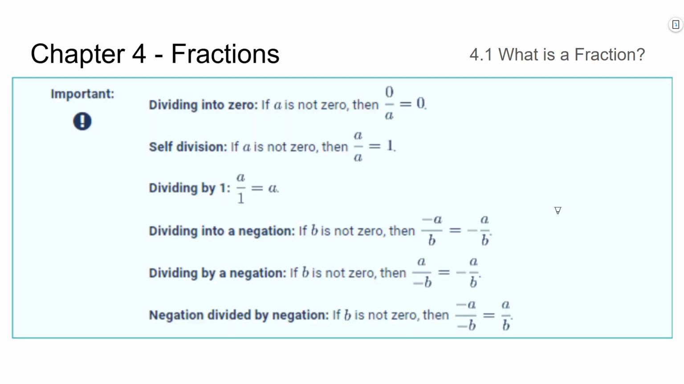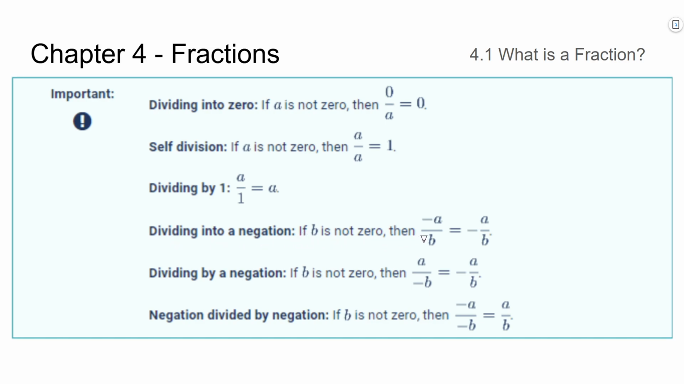All right, continuing on, there's some fraction facts that we want to remember as we move forward. So 0 divided by anything is going to be 0, assuming that a is not 0. Even 0 divided by 0, you still can't divide by 0. Self-division, a divided by a is always going to be 1, except again, when a is 0, you still can't do 0 divided by 0. Divided by 1, so a divided by 1 is just going to be a.